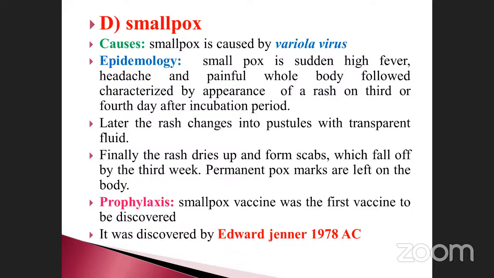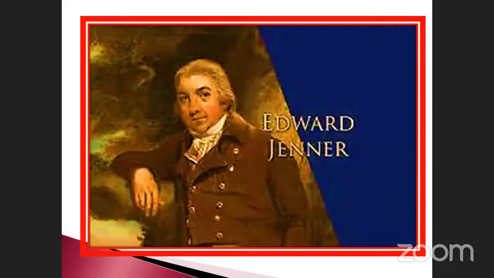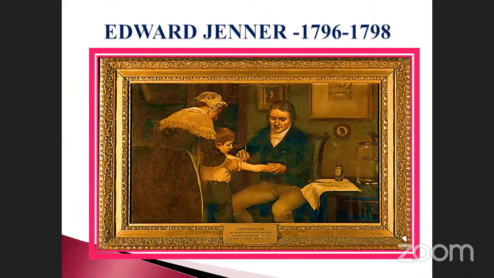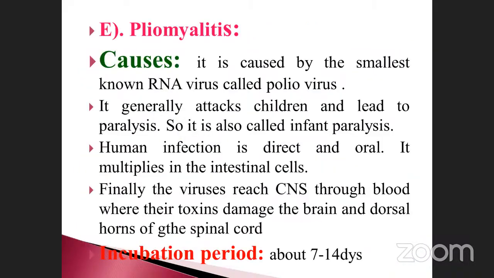And smallpox also, variola virus. This is also very, very important. Who discovered this one, the smallpox vaccine? Edward Jenner. That's why he is the father of vaccination. Year 1798, okay, that's the correct one. Edward Jenner. And smallpox vaccine, and poliomyelitis.